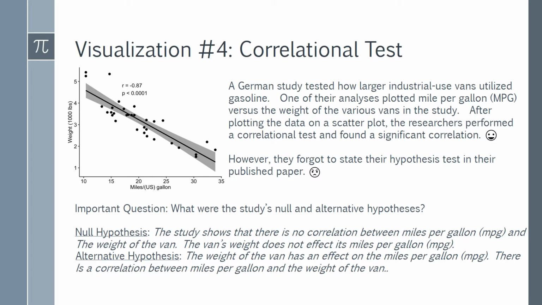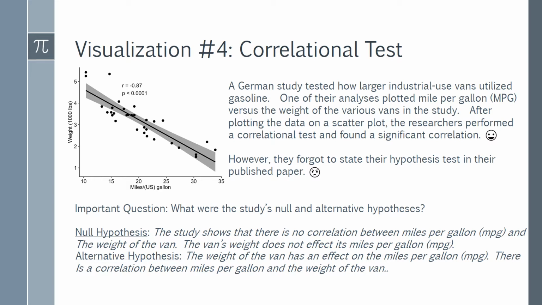In the study, it says a German study tested how larger industrial use vans utilize gasoline. One of their analyses plotted miles per gallon versus the weight of the various vans in the study. After plotting the data on a scatter plot, the researchers performed a correlational test and found a significant correlation. However, they forgot to state the hypothesis test in their published paper. So the important question is, what were the study's null and alternative hypotheses?